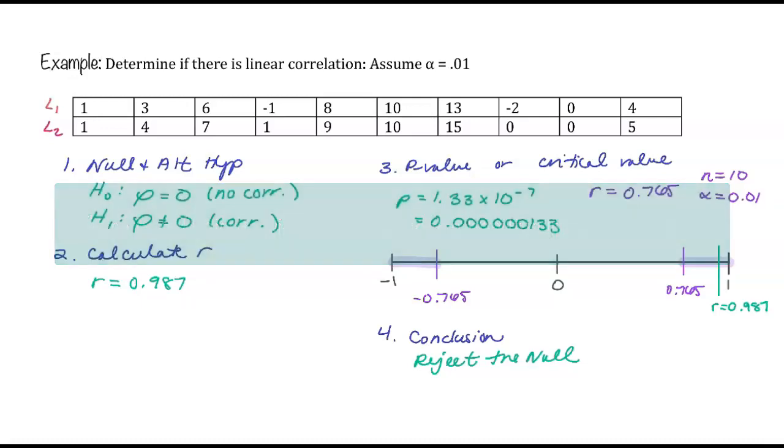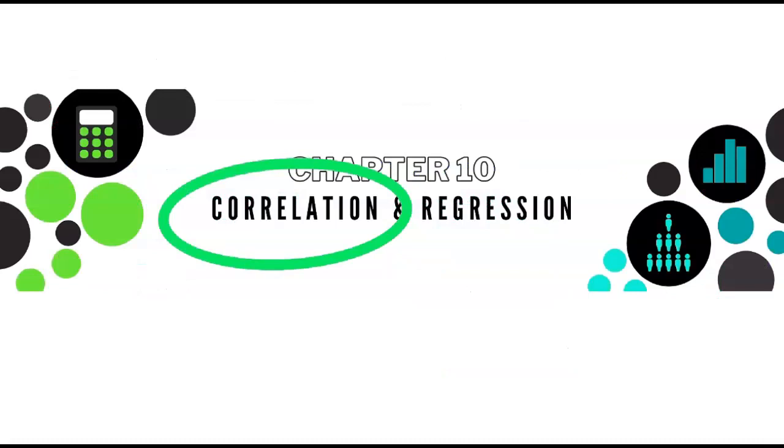linear correlation. That concludes this lecture video where we learned about linear correlation. We used the Pearson correlation coefficient along with our hypothesis test to determine if we could support a linear correlation in a given set of paired data.